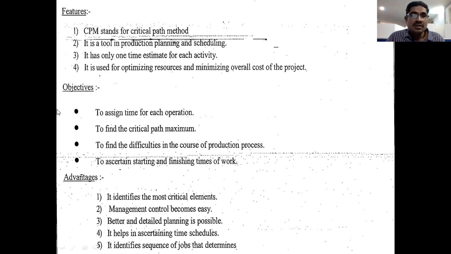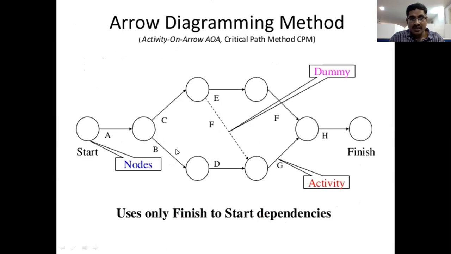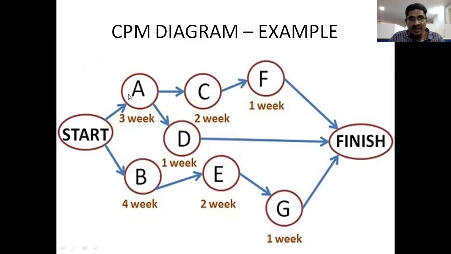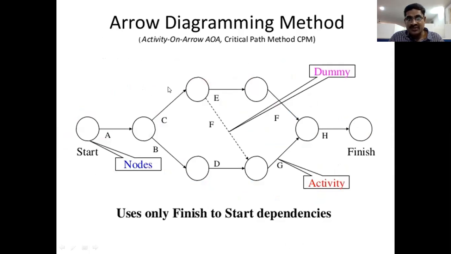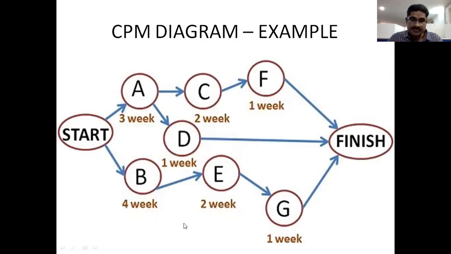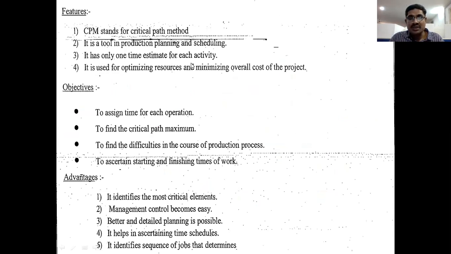And coming to the next slide, features of CPM diagram. So here, CPM stands for critical path method, and it is also known as CPA, critical path analysis. Already we discussed this in the previous slide. It is a tool in production planning and scheduling. So the critical path is also used in production planning and scheduling, right? It has only one time estimate for each and every activity. So here, look at this. Each activity has a fixed time. Suppose C activity has 2 weeks, F activity has 1 week, D activity has 1 week, B activity has 4 weeks. So it has only one time estimation for each and every activity.